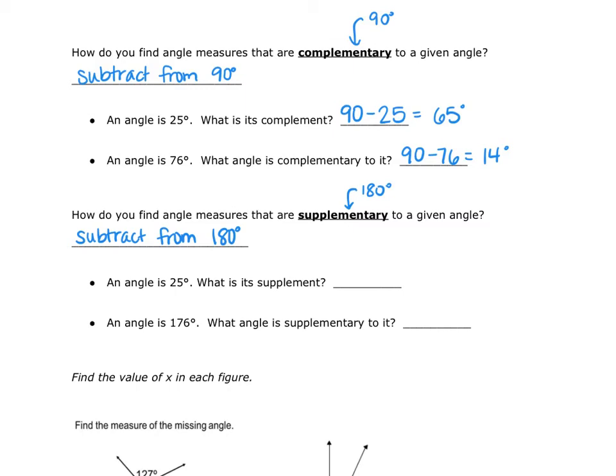So an angle is 25 degrees. What is its supplement? So we have 180, and if we subtract 25, we get 155 degrees. We have an angle, and it's 176 degrees, so 180 minus 176 is equal to 4 degrees. So remember, we have to recall that complementary angles add up to 90 degrees, and we have to recall that supplementary angles add up to 180 degrees.